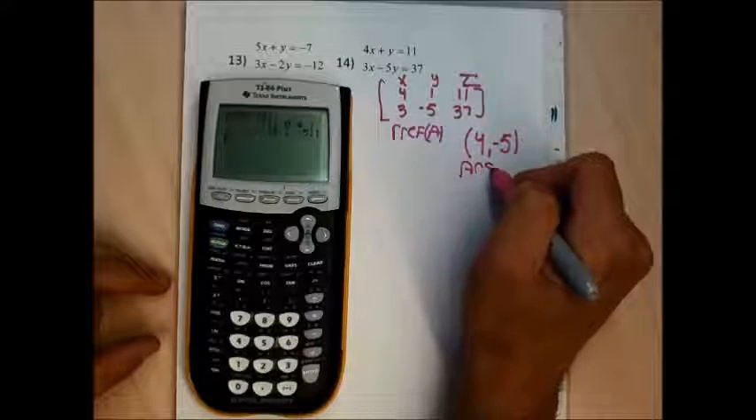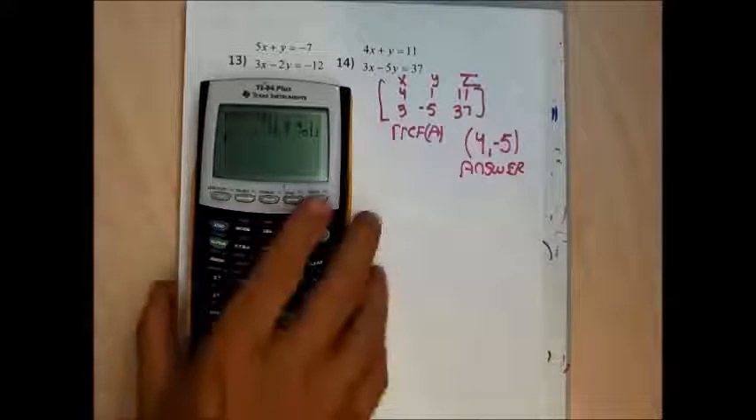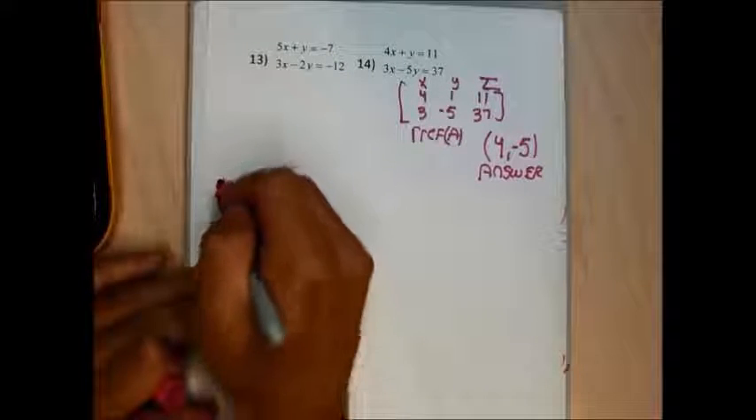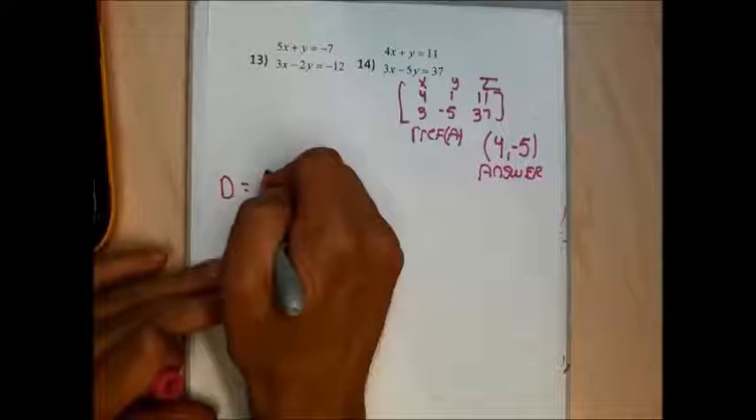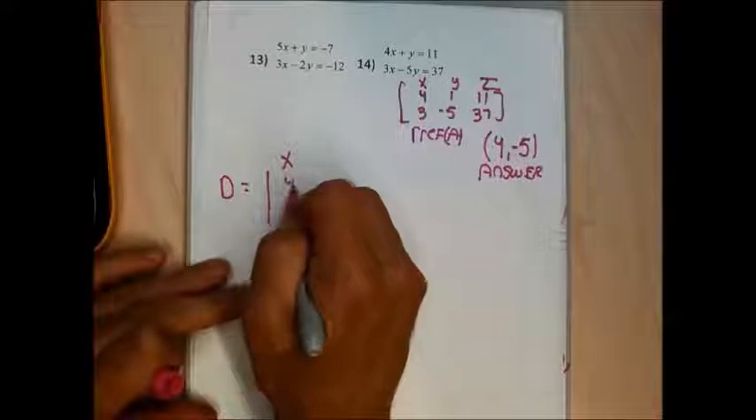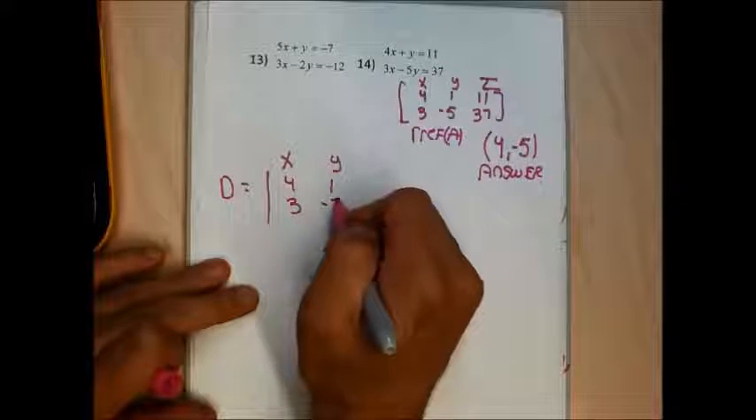So I'm not going to really give you points for the answer. When you're asked to solve by Cramer's Rule, that implies you need one more determinant than there is letters. The first determinant we're going to call D. D has the numbers from the x column, which are 4 and 3, followed by the numbers from the y column, which are 1 and negative 5.